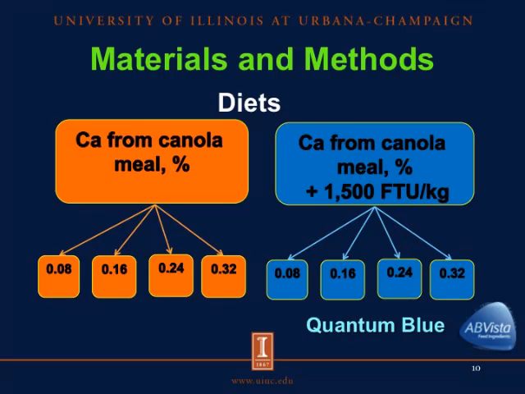In each group of diets, we have 4 levels of calcium, lower than the requirement to make sure we stay on the linear portion of the response curve. And these levels were 0.08, 0.16, 0.24, and 0.32.